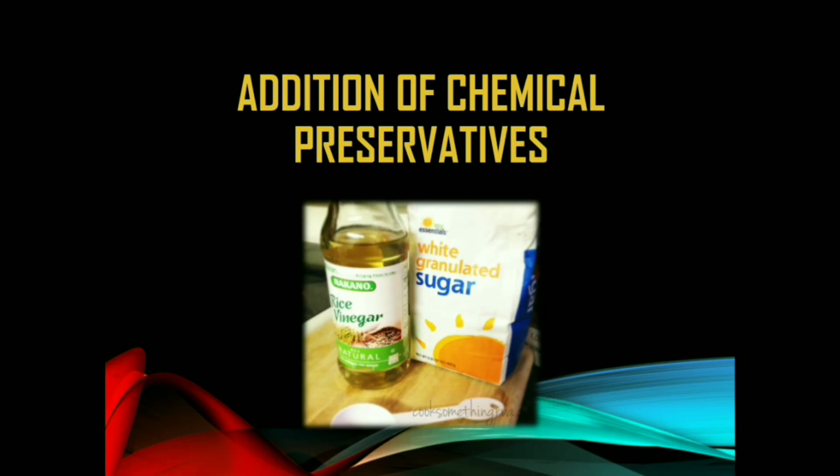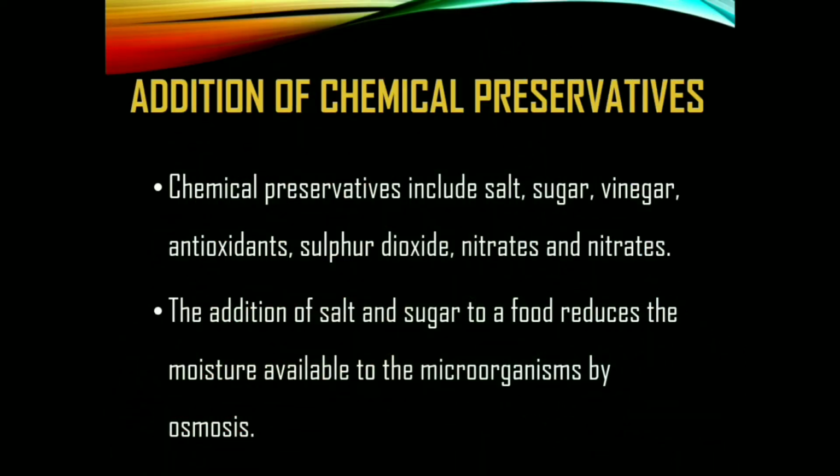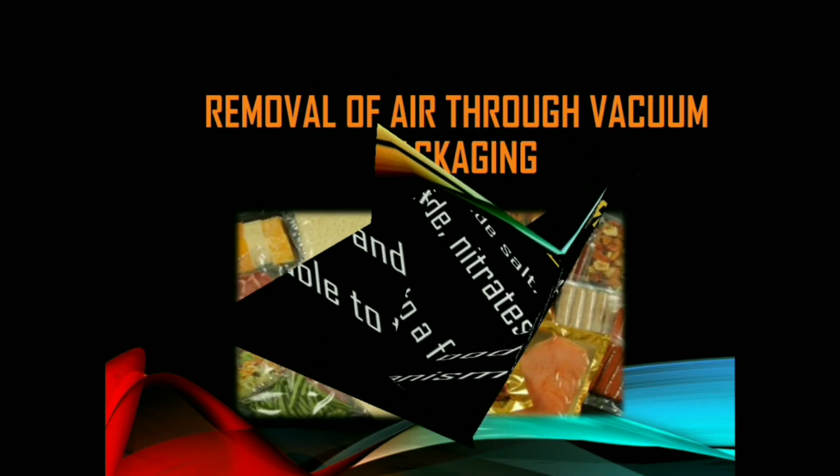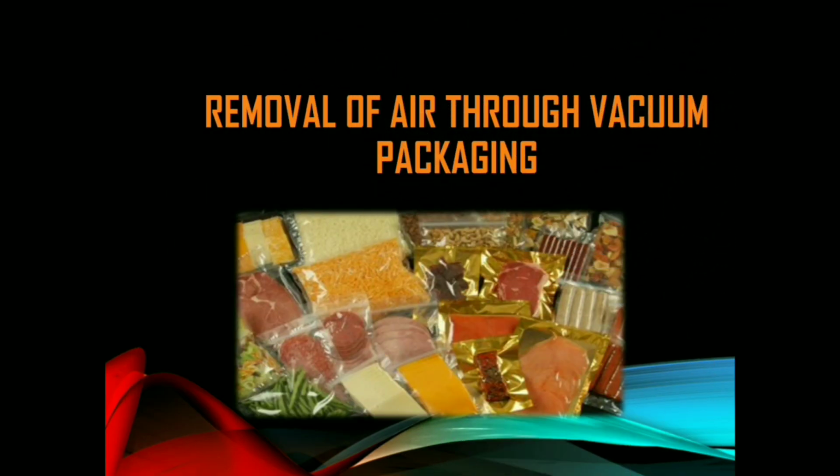The next we'll be looking at is addition of chemical preservatives. Chemical preservatives include salt, sugar, vinegar, antioxidants, sulfur dioxide, nitrates, and also nitrites. Good. The addition of salt and sugar to a food reduces the moisture available to the microorganisms by osmosis. The next one we'll be looking at is removal of air through vacuum packing.